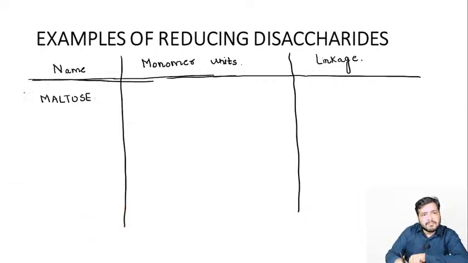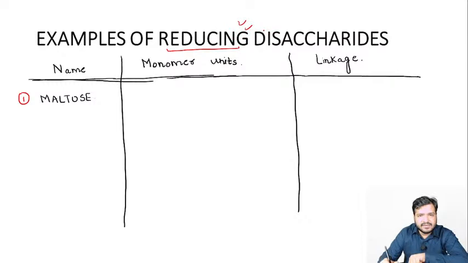Maltose. Remember, maltose is the disaccharide, okay? Reducing disaccharides. Now we are talking about the reducing disaccharides. It means it is having free functional groups.